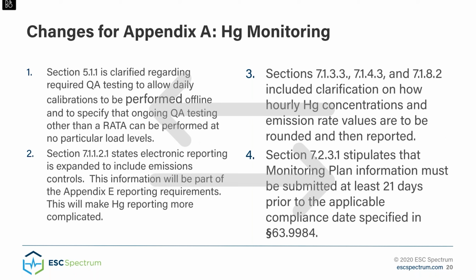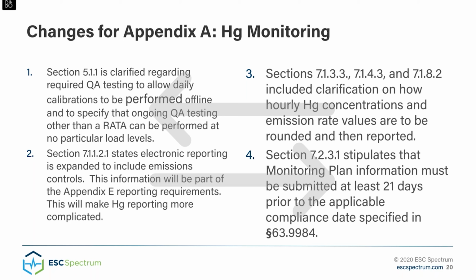Now let's talk about Appendix A. Appendix A is for mercury monitoring. There were just a couple of changes to Appendix A, and I'll call out some of the major ones here. First off, it did clarify in Section 5.11 that the required daily calibrations can be performed offline for our mercury monitoring system. And other than RADAs, the other QA tests that are required can be performed at any load level. RADAs must be performed at the normal load level, just as it's done under the acid rain program. But doing linearities and system integrity checks and things like that can be done at any load condition.